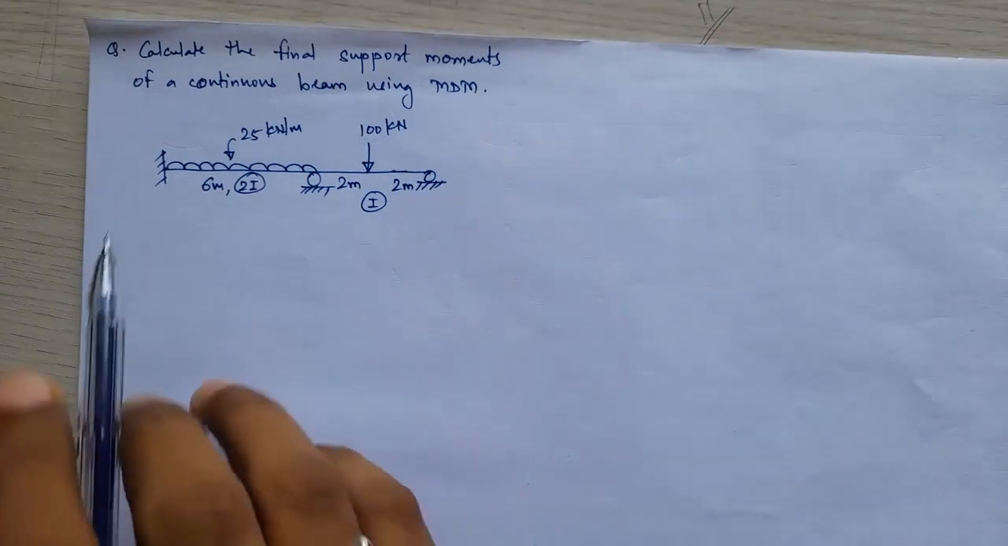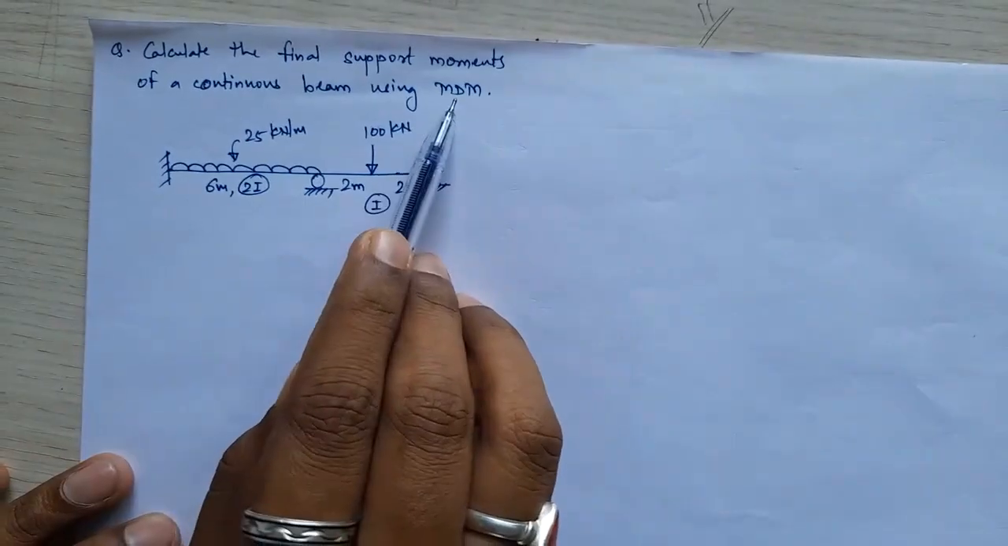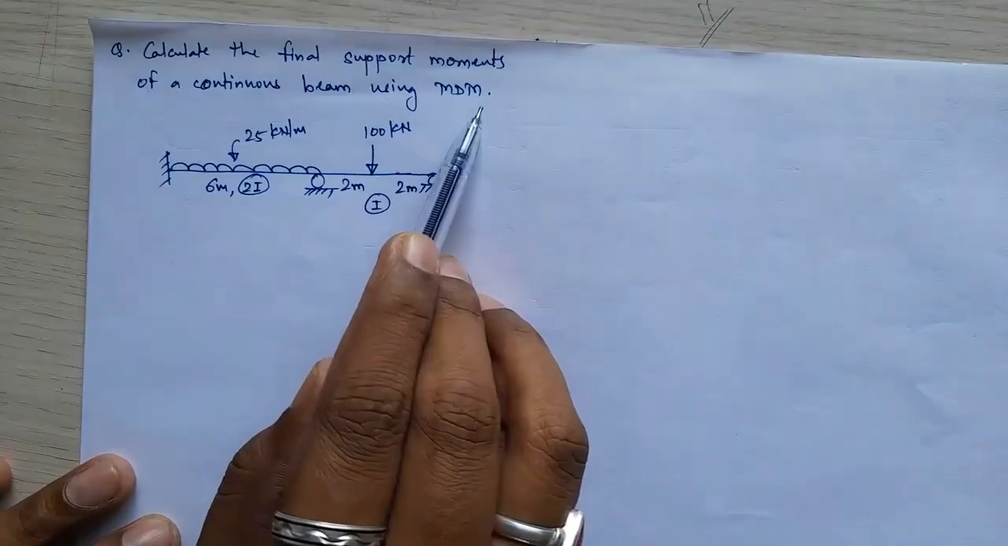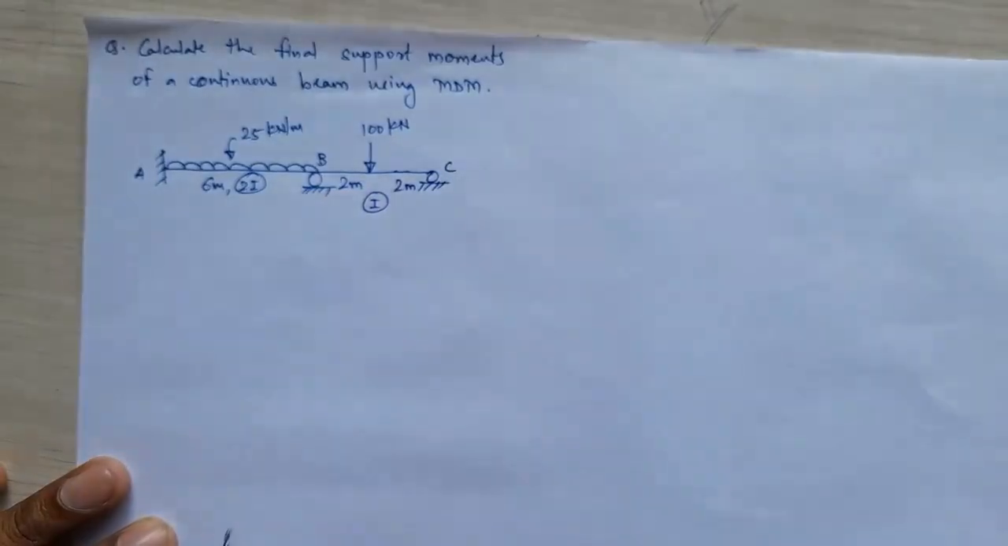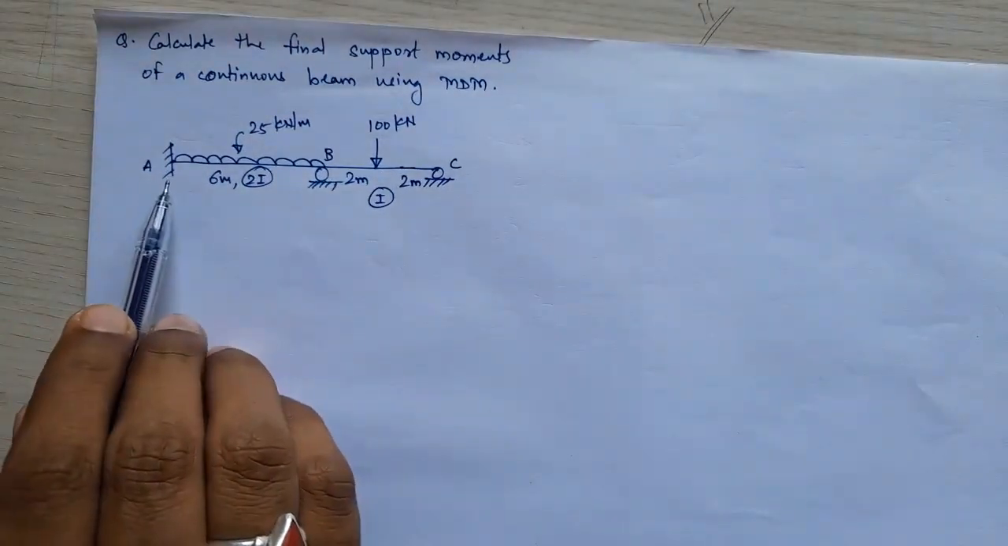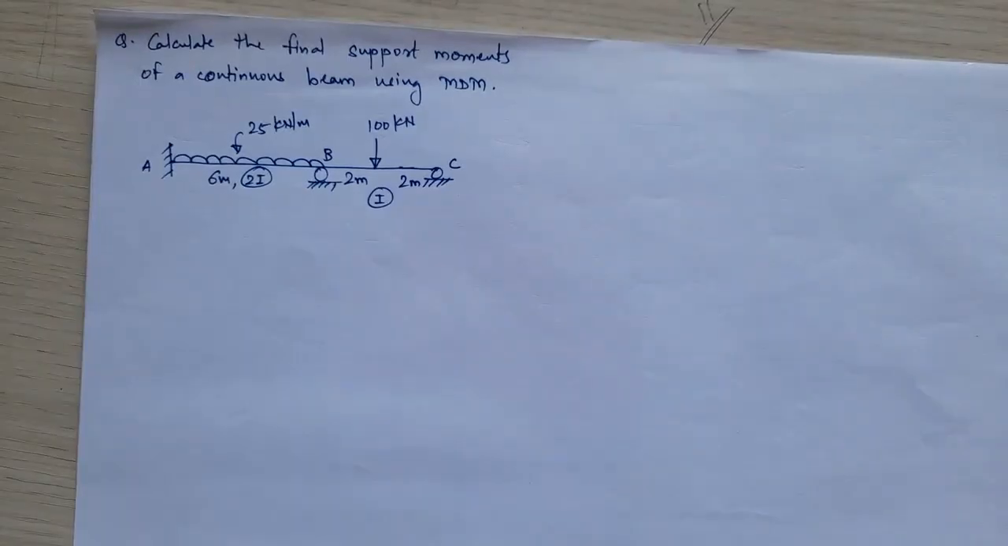Here it asks you to calculate the final support moments of a continuous beam using MDM. MDM is nothing but moment distribution method. A continuous beam is given, suppose A, B and C, with certain loading on it. Joint A is fixed, while joint B and joint C are roller supports. As per these supports, you have to classify them into two different types, that is capable support and incapable support. We have seen how to classify capable and incapable supports in our last video lecture, so if you want, watch that video again to note that.